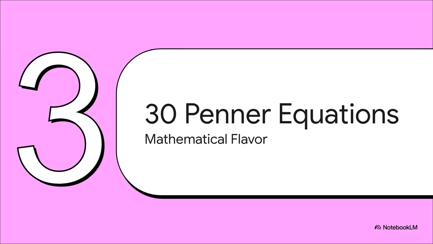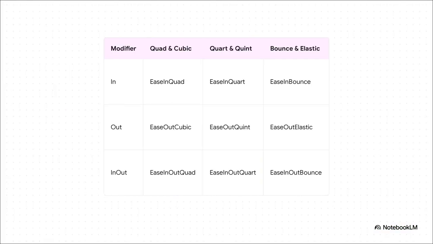All right, Section 3, the 30 Penner Equations. So, now that we have this powerful hardware-accelerated engine, we need to talk about the steering wheel. The mathematical flavor that gives all these animations their unique, distinct character comes from the Robert Penner easing equations. The module includes this dynamic evaluation engine for 30 different easing curves, which, okay, I know sounds super overwhelming at first, but they actually follow a really logical structure. You basically just have a curve style, like quad, quart, bounce, or elastic, and then you apply a modifier to it.